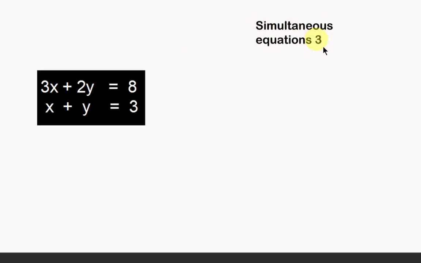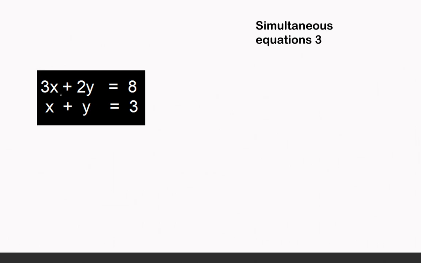Simultaneous equations 3. Okay, in the previous videos we saw that we could either add two equations together or subtract two equations to eliminate one of the variables and make it easier for us to solve. Now let's have a look at this example though. 3x plus 2y equals 8 and x plus y equals 3.